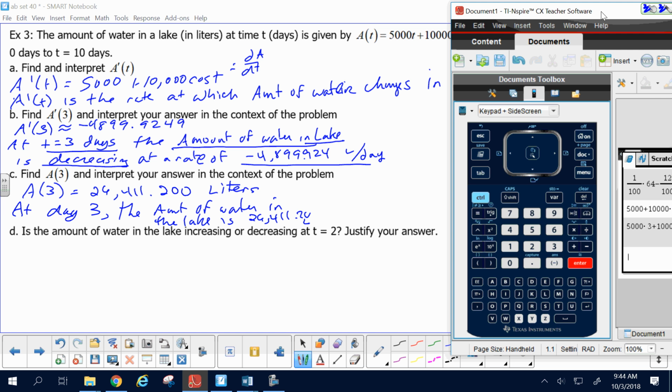All right. What about D? Is the amount of water increasing or decreasing at time 2? Justify your answer. I'll give you a second to think about that. Try it on your own with your math amigos, and we will go over it in a minute. You're required to give evidence for your conclusion. In calculus, looking at the graph is nice, but that's not justification.